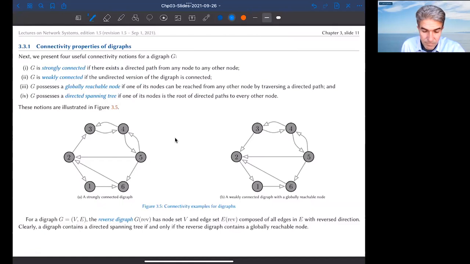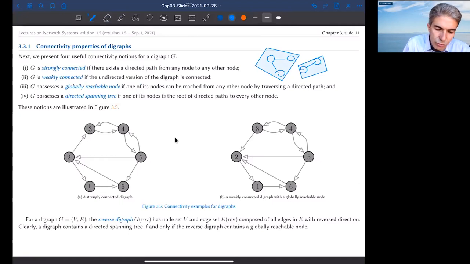Now, we saw that for undirected graphs, it was very clear to talk about connectivity properties. For example, this graph is connected and this graph is not connected. And moreover, this graph can be broken up into the union of two subgraphs, which are connected and maximal. Perfect. How do I generalize these notions of connectivity to directed graphs? Now, this is beginning to become a little less obvious and intuitive, right? It's not difficult, but you just have to think about it a little bit. So let's clean that up.